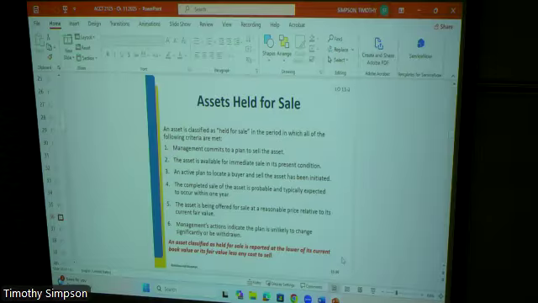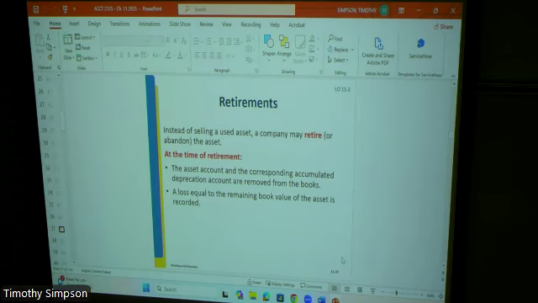Okay, so we're talking about retirements. We've got about 14 minutes left, so we've got some time. Let's talk about retirements of assets.